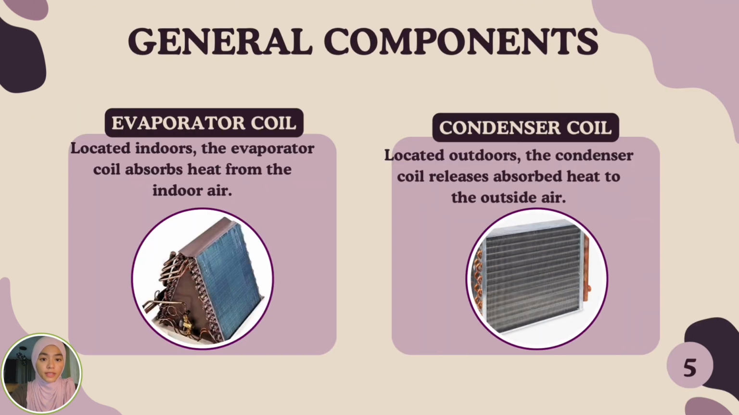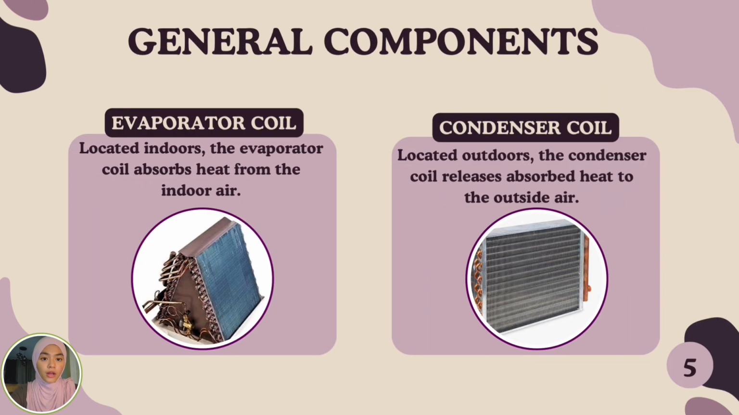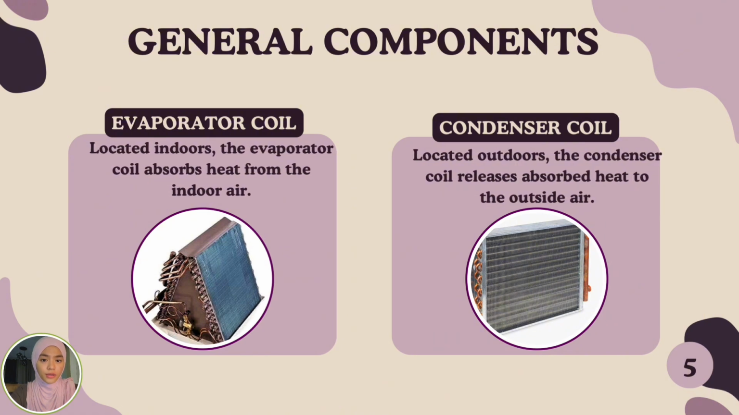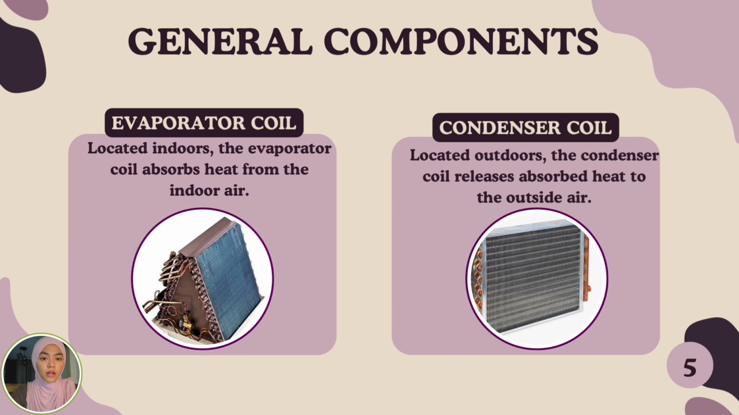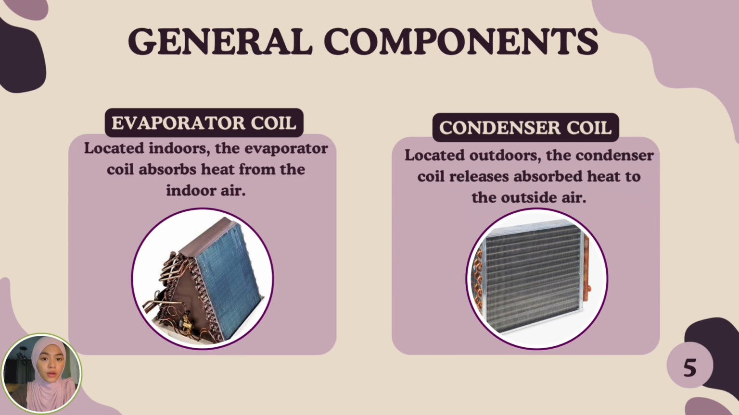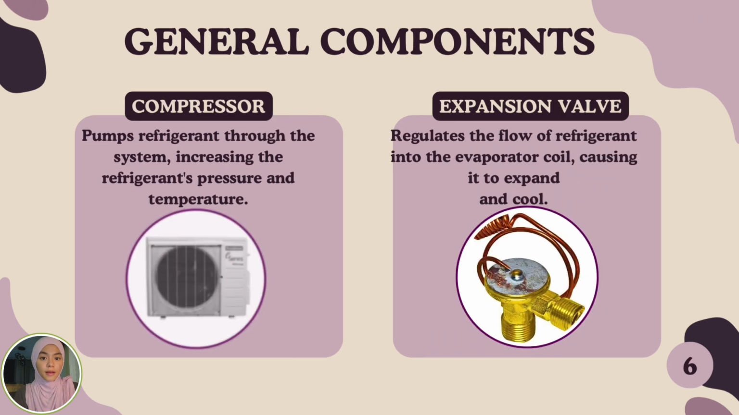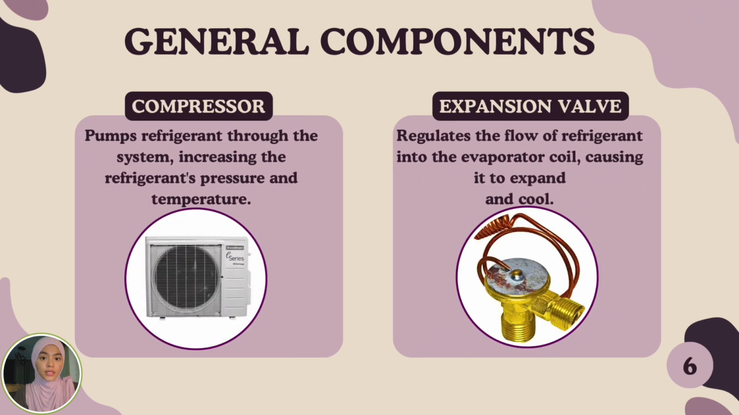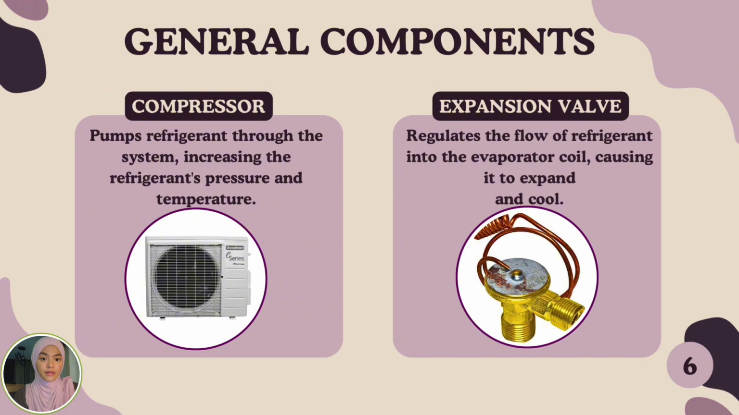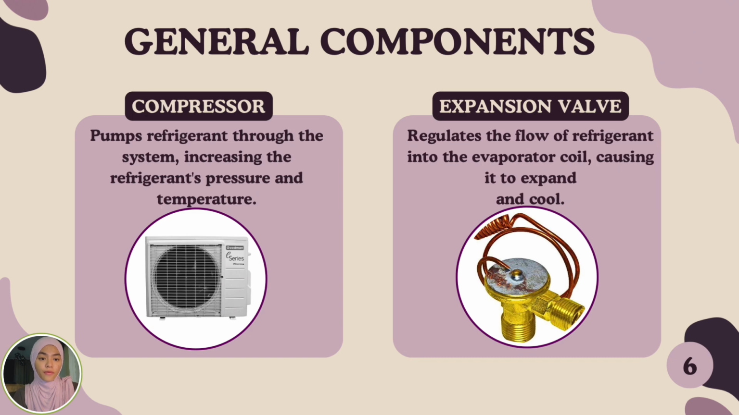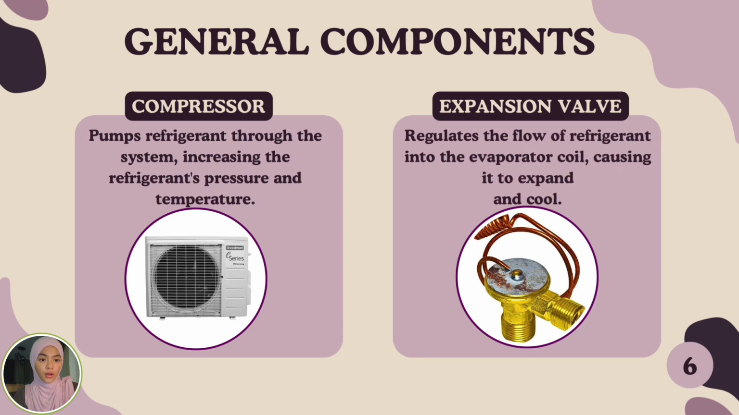Next, general components. Evaporator coil: located indoors, the evaporator coil absorbs heat from the indoor air. Condenser coil: located outdoors, the condenser coil releases the absorbed heat to the outside air. Compressor: pumps refrigerant through the system, increasing the refrigerant's pressure and temperature. Expansion valve: regulates the flow of refrigerant into the evaporator coil, causing it to expand and cool.